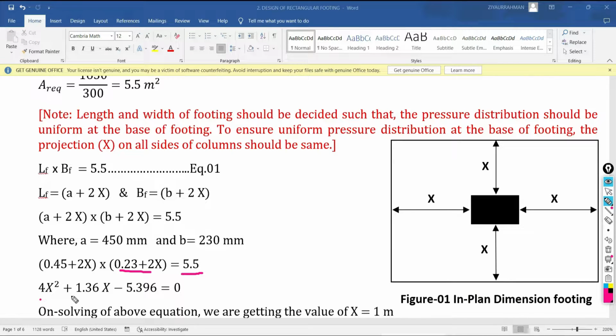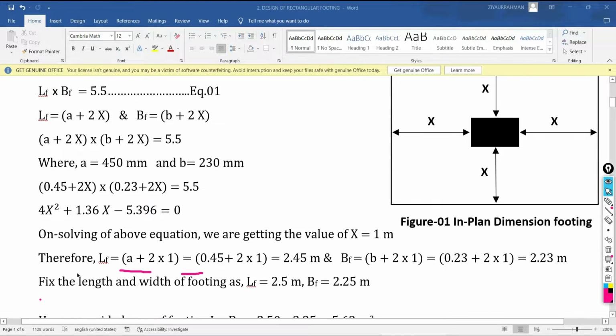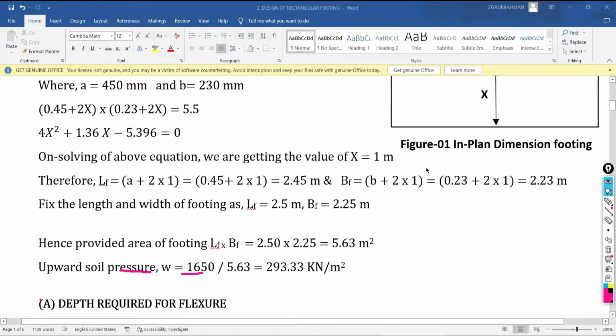4x square plus 1.36x minus 5.396 is equal to 0. On solving this quadratic equation, we are getting the value of x equal to 1 meter.